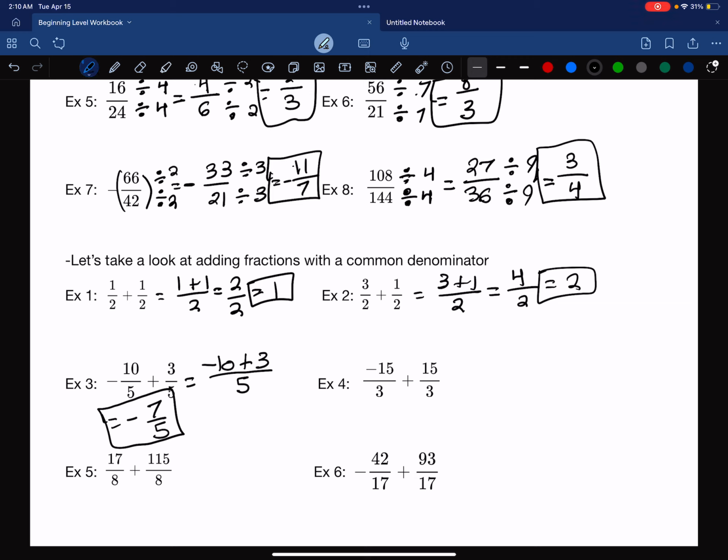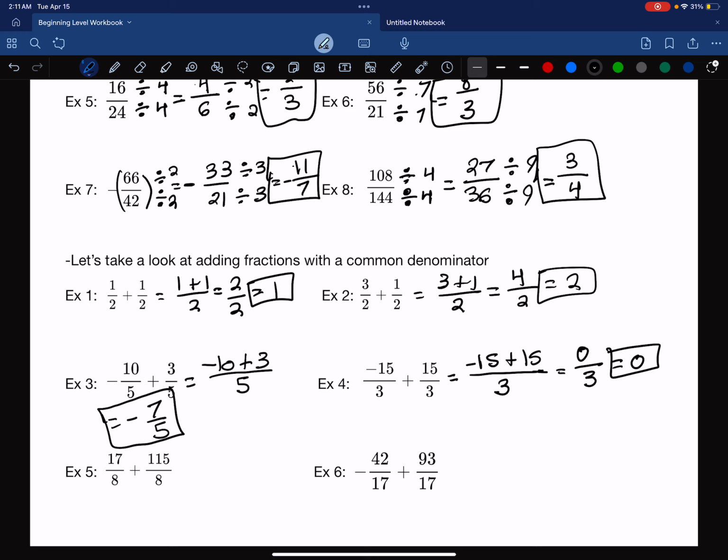Looking at example 4, I encourage you to pause the video and let's work through it together. So this is over 3, and we're going to have negative 15, and then we're going to add positive 15 to that. And negative 15 plus positive 15 becomes 0, and we're going to put that over 3, and 0 divided by 3 is 0, because 0 divided by anything is 0.